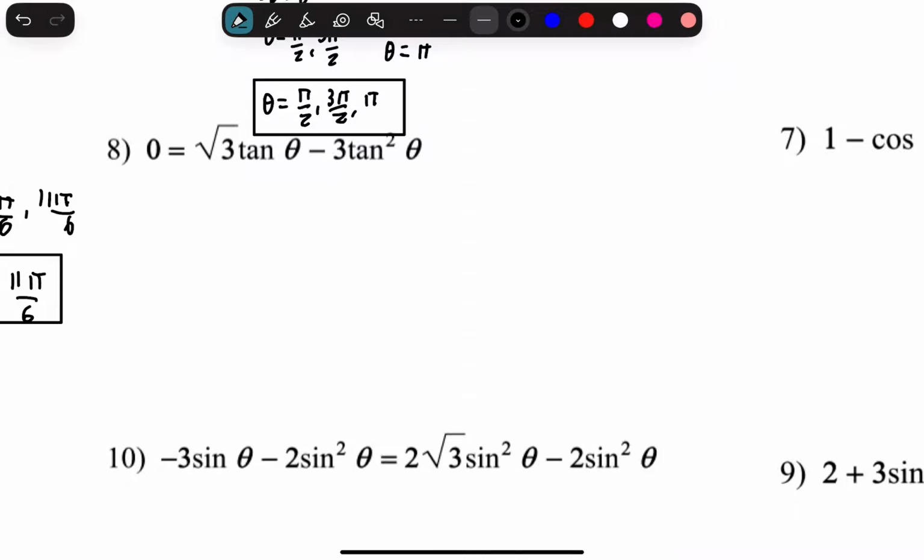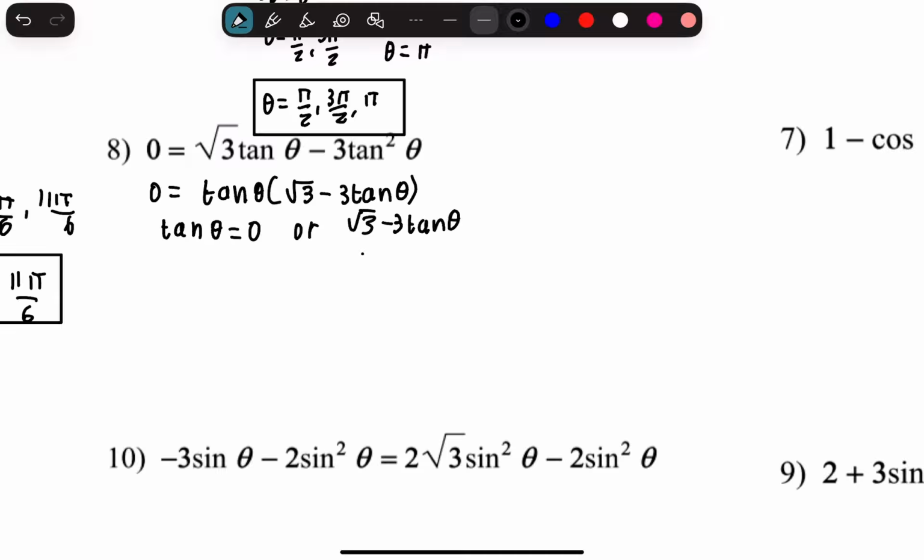So essentially we can factor tangent of theta out from here. Factoring tangent of theta out, you get tangent of theta times root 3 minus 3 times tangent of theta. Now that you have this, you can set the factors equal to 0. Tangent of theta is going to equal 0, or you're also going to have root 3 minus 3 times tangent of theta equal to 0.